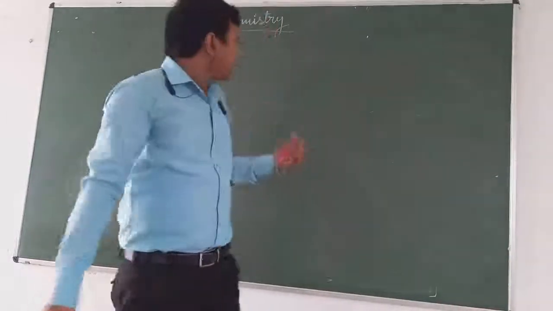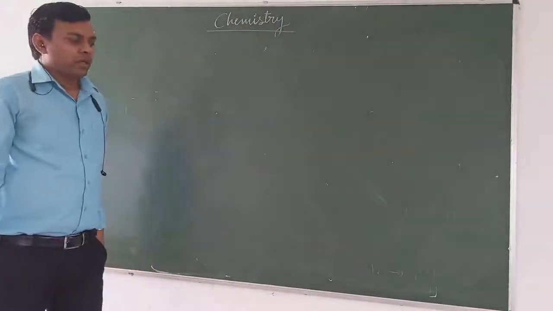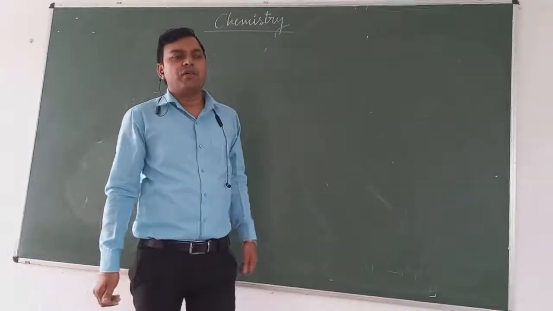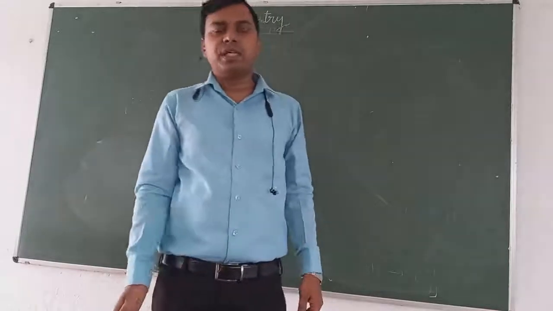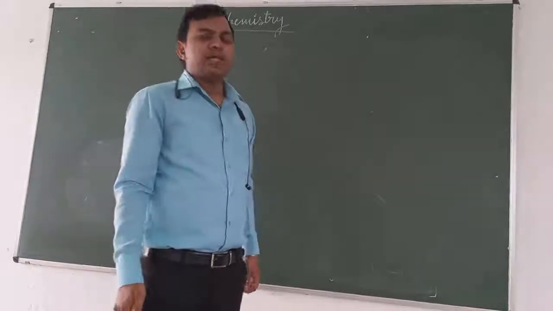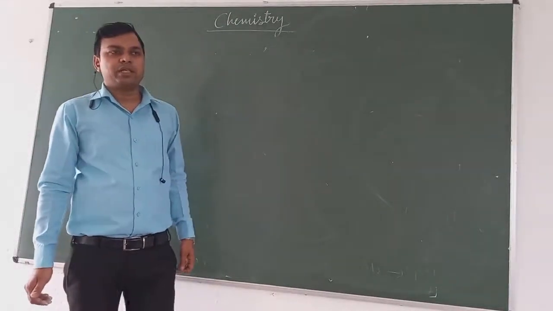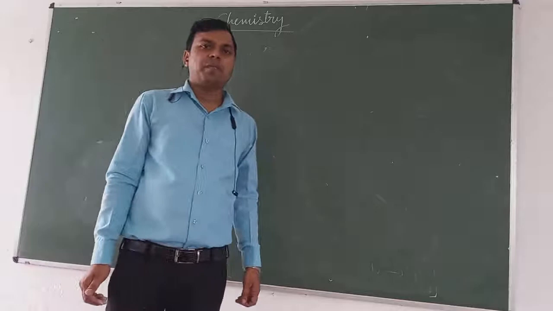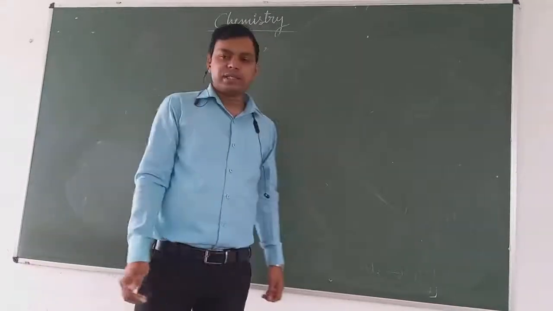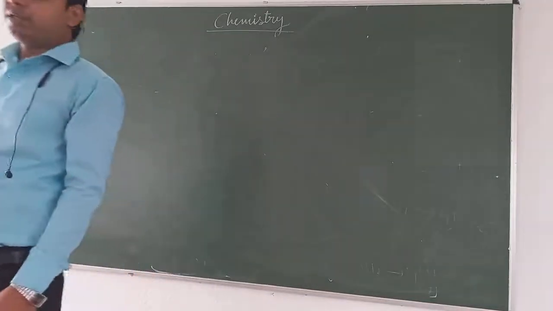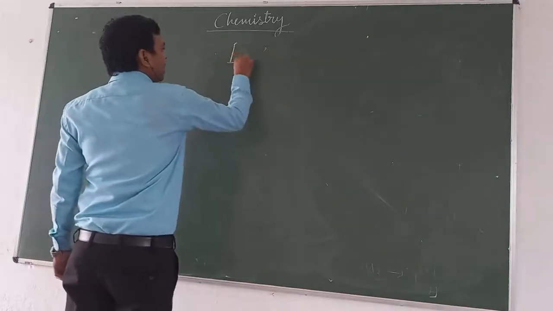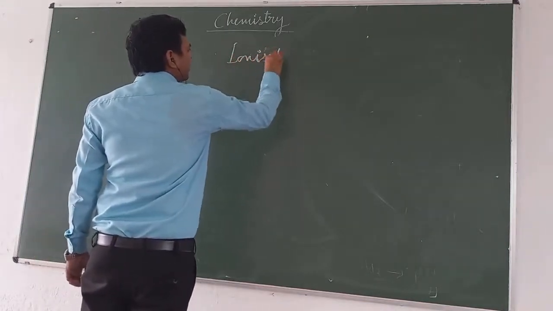This is a chemistry class 11, chapter 3, classification of elements and periodicity in properties. We have covered topics including atomic radius and the long form of the periodic table, and today I will discuss ionization enthalpy.